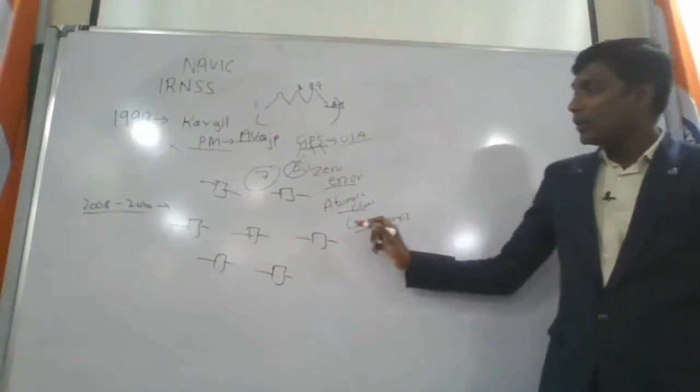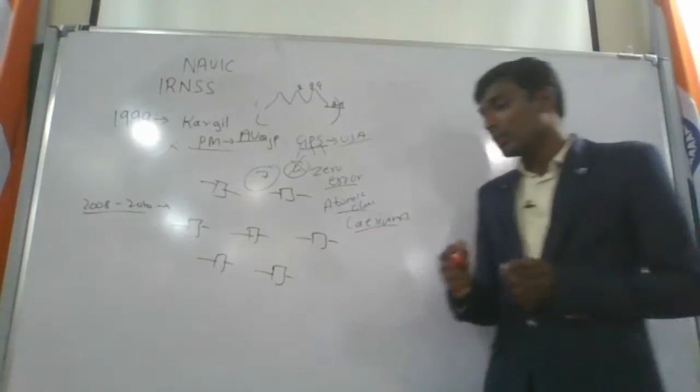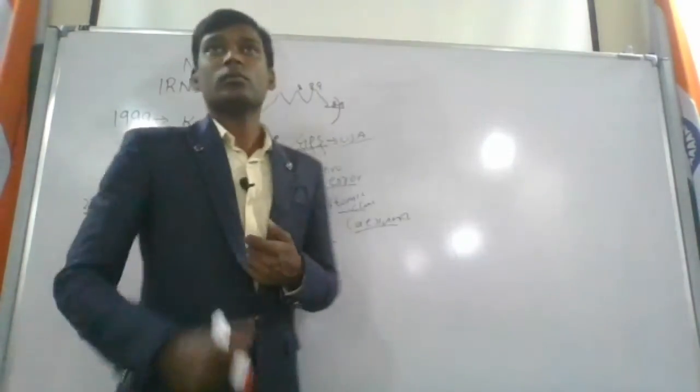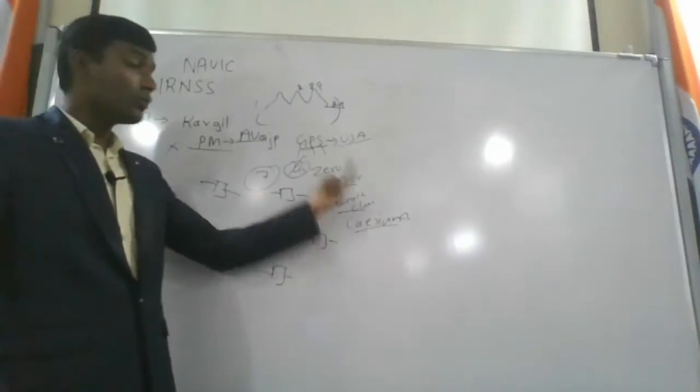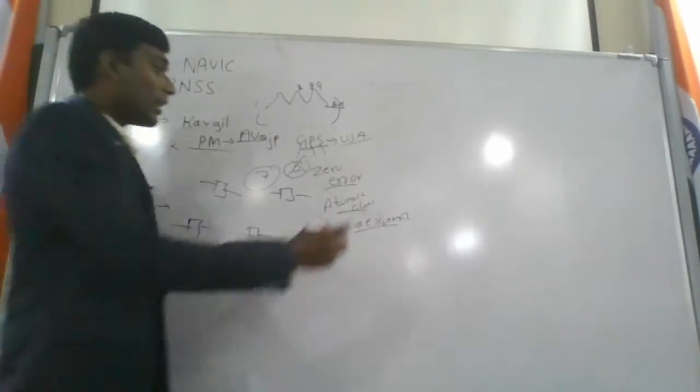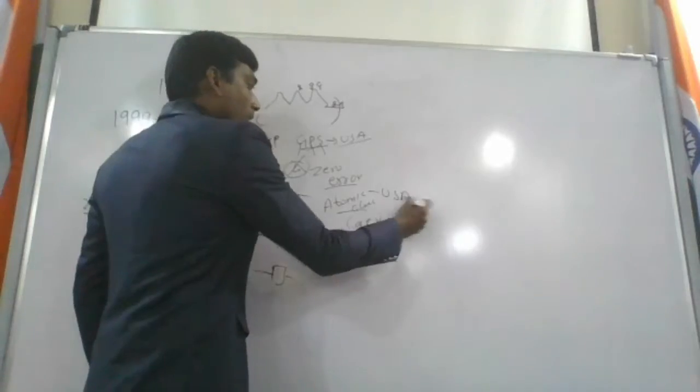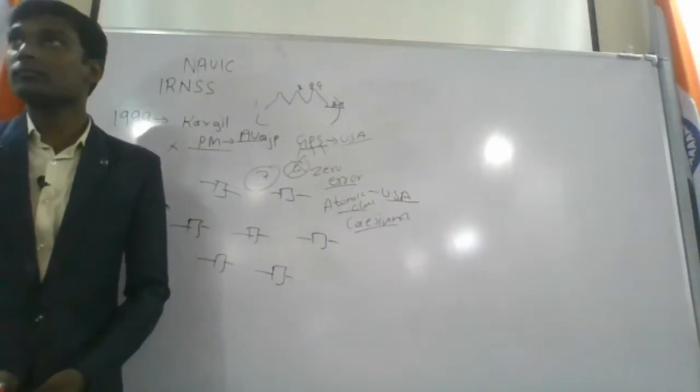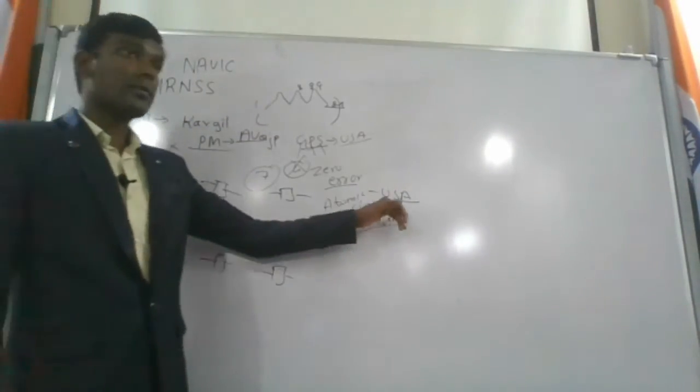Now what happened when the government started doing research? Why did it fail? From where did we get this atomic clock? Who gave it? Which country gave it? They realized this atomic clock was given by America. Understood? This atomic clock was given by America.